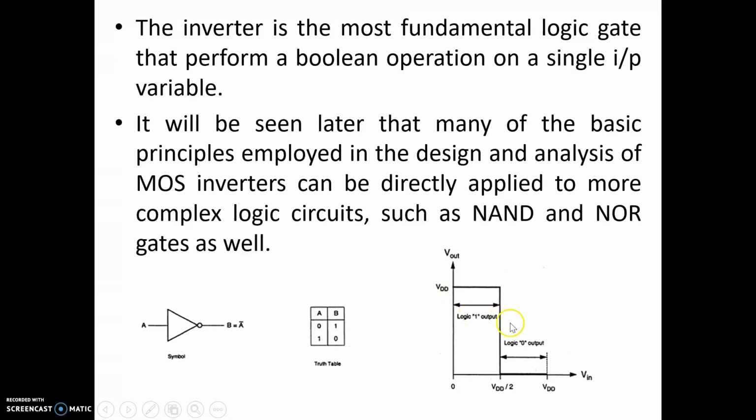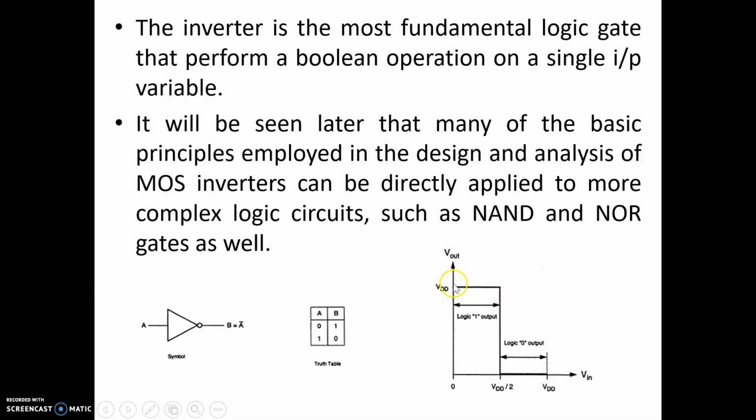And this is the voltage transfer characteristics of the inverter. This is the input and this is the output. If the input ranges between 0 and VDD by 2, then it is treated as a logic 0, and we get the output 1, meaning equal to VDD. So this is the threshold voltage, VDD by 2. If the input is greater than VDD by 2 but less than VDD, then it is treated as a logic 1, and the output logic is 0. So this is the voltage transfer characteristics of the ideal inverter, and it is different from the practical inverter.